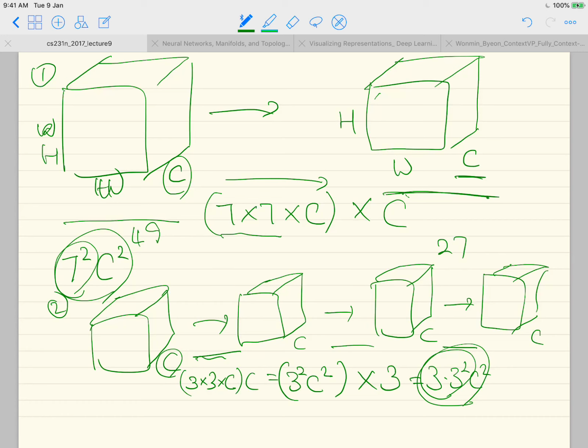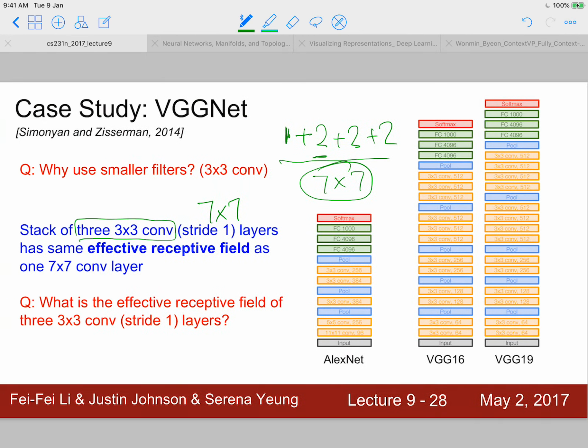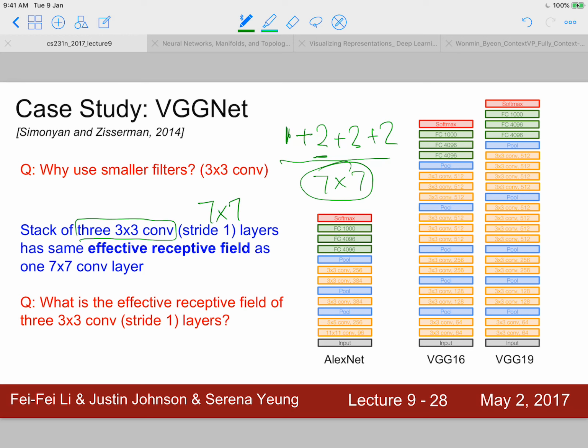So here again, the assumption is that we want to maintain the same receptive field size. Okay. So stacking more layers while using really small filter sizes gives us a smaller number of parameters required to have a relatively large receptive field size in terms of an input activation map.